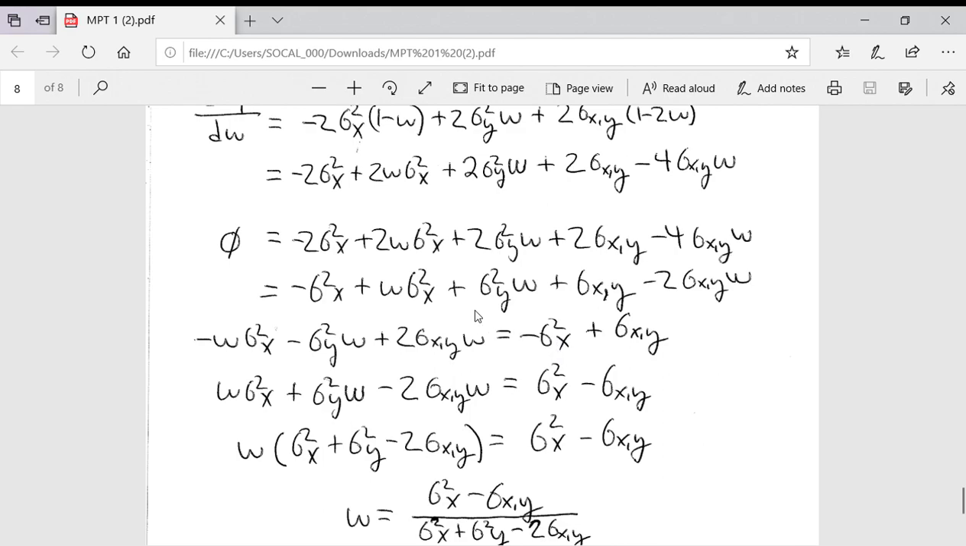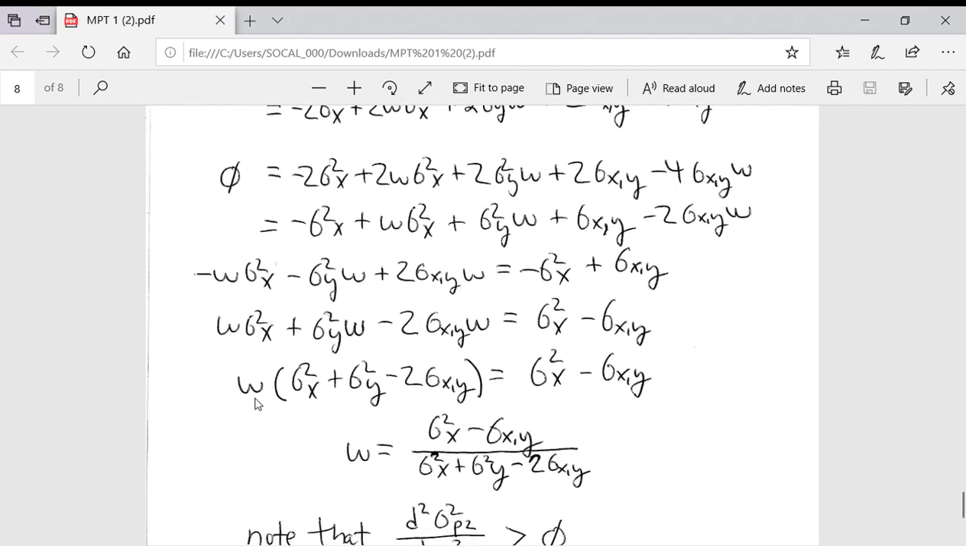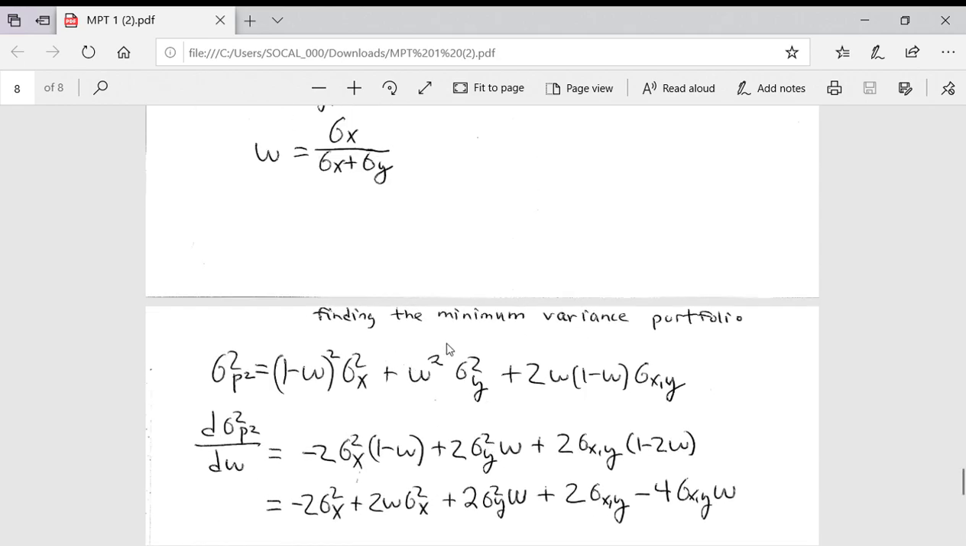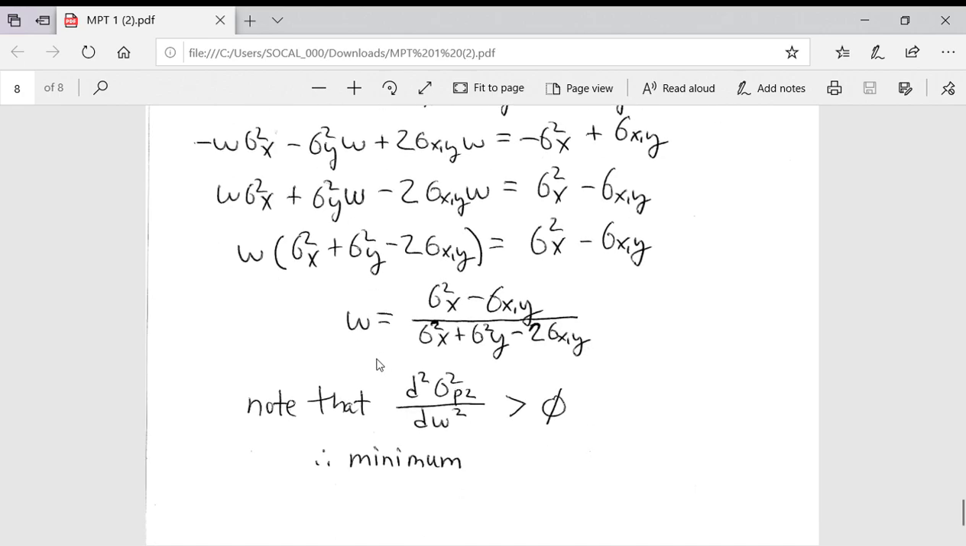Again, you want to get the terms with a w in to the left-hand side, because then you can factor out the w and get to your nice, neat answer, which is right here. If the weight in y is equal to this, then you will have identified the minimum variance portfolio. Of course, the weight in x would be 1 minus this value. And then we note that the second derivative of portfolio return variance with respect to the weight in y is positive, and that is just shown to you to reveal that we indeed have identified a minimum and not a maximum.